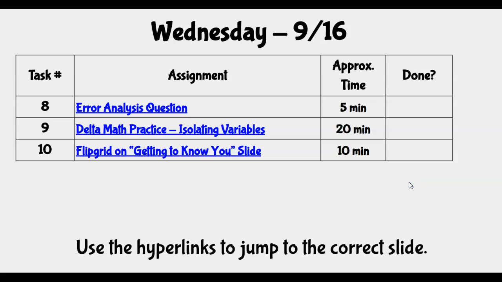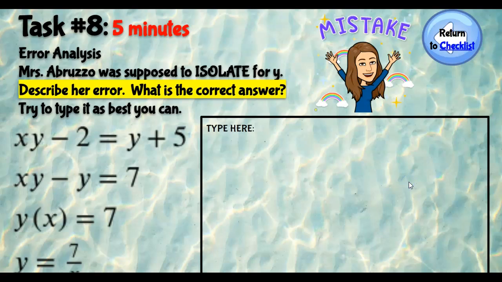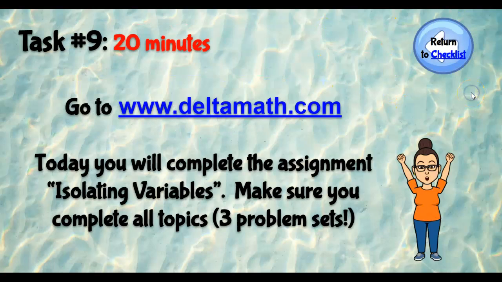Which brings us to Wednesday. All right, so Wednesday, we're going to start with an error analysis question. I love that Bitmoji. All right, so figure out what my mistake was, explain it, and then try to type the correct answer. I know it's hard to type math. If you can get creative and see if you can use something called Equatio, that'd be cool, but I don't know if they work on your computers or not, so we will see.